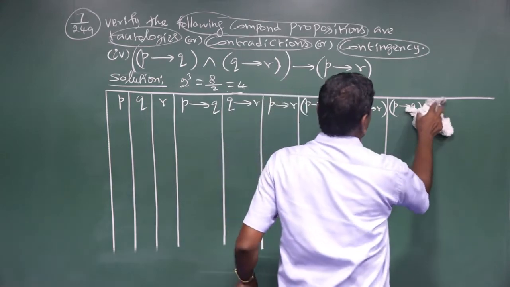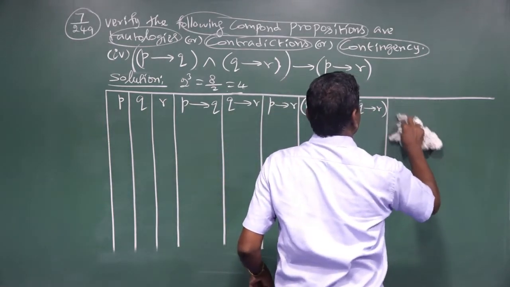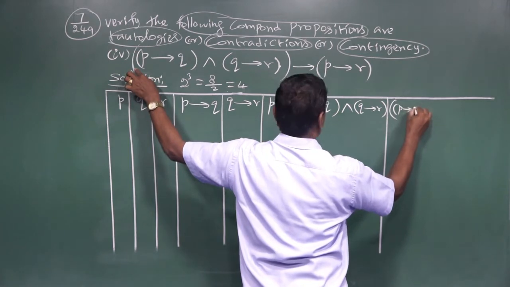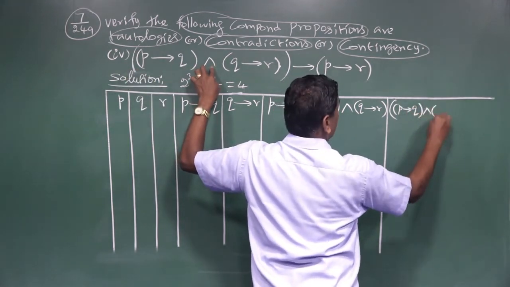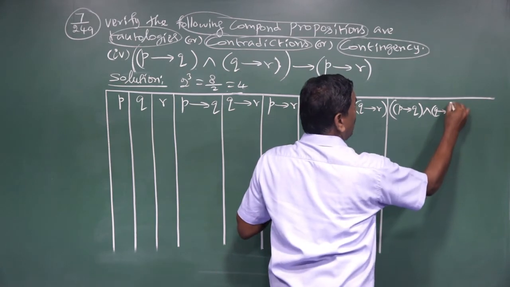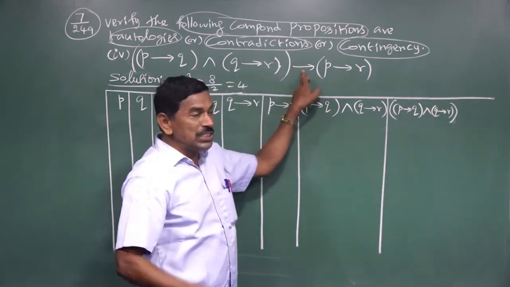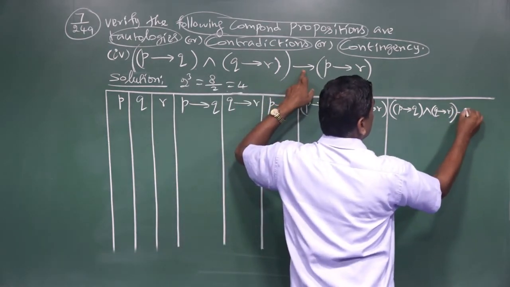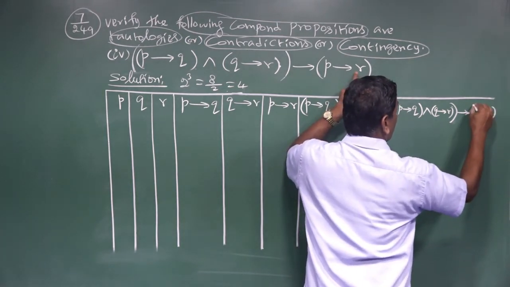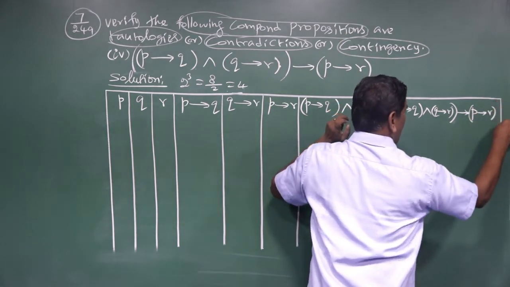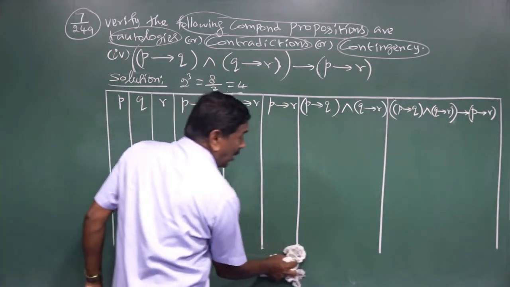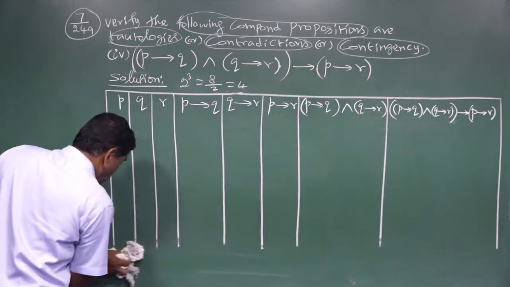Here there is no place, so I want to adjust again. Listen, see: bigger bracket, small bracket, P implies Q complete, and here Q implies R, bigger bracket. So up to this completed. Which implies P implies R, complete the bracket. Then complete your table. I want to construct the table first, because I have no more place, so that is why I am drawing like this. But you have more place in your classwork.